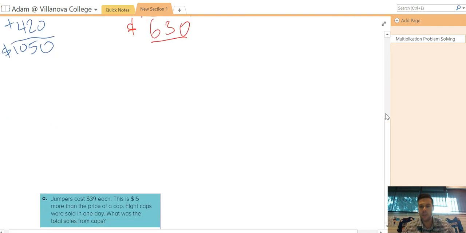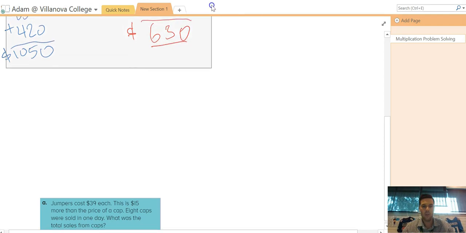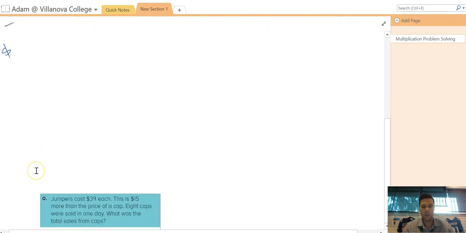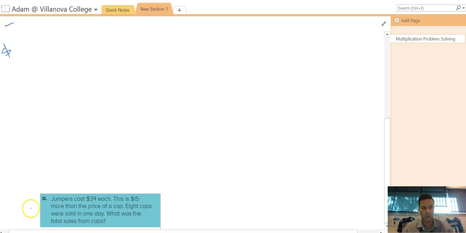Alrighty, the next one that we need to look at. The next one that we had a little bit of difficulty with in class is this one just here. Now let's have a look. A jumper costs $39. This is $15 more than the price of a cap. 8 caps were sold in one day. What was the total sales from caps?